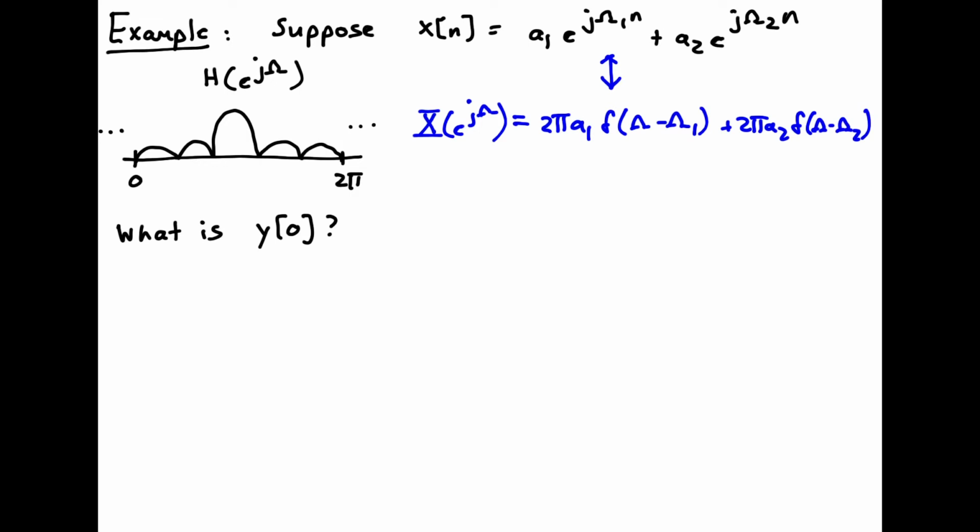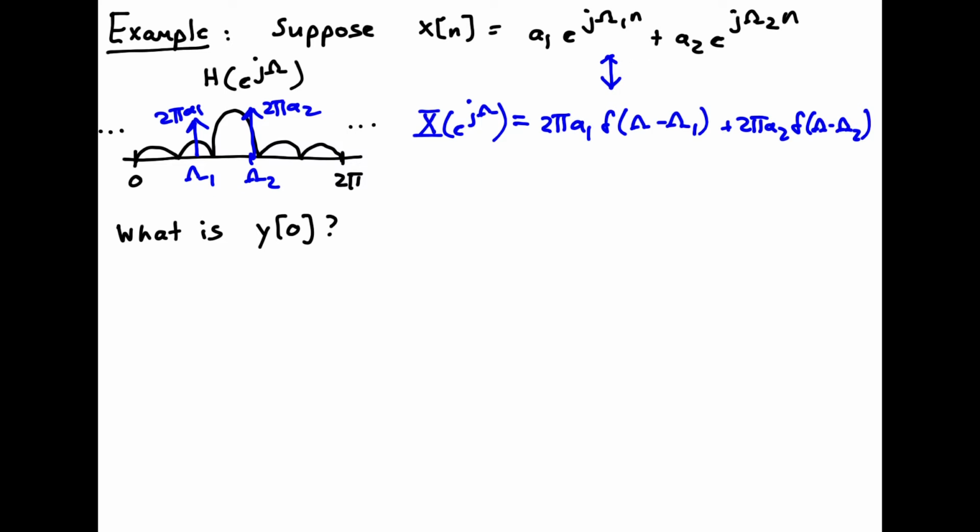So I can just sketch that over here. Let's assume omega 1 is there, and this is 2 pi a1. And let's assume omega 2 is here, and so 2 pi a2 is there. Okay? In general, a1 and a2 are complex. I'm just drawing them as if I'm drawing real numbers here.